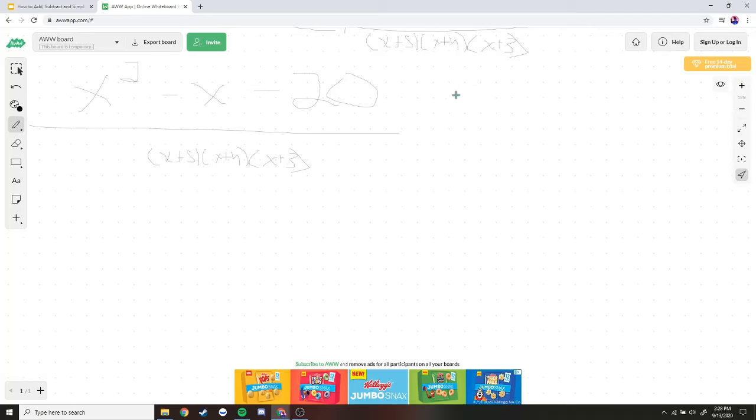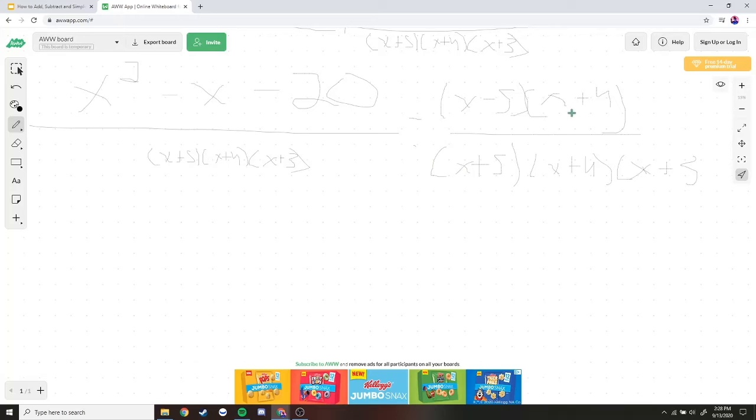top term. Now what we can do here is, what adds up to -1 and multiplies to -20? Well, that's just -5 and +4. So we get x minus 5 and x plus 4 over x plus 5, x plus 4, and x plus 3 as our denominator. So these two are equal.